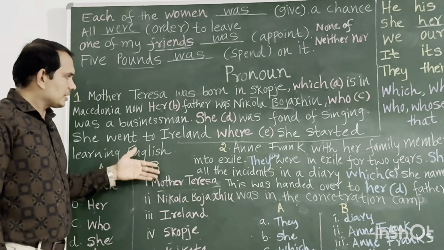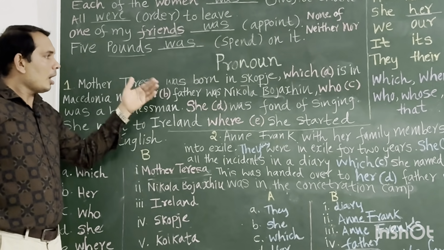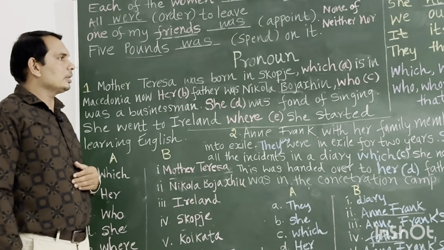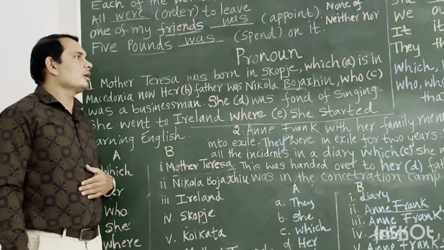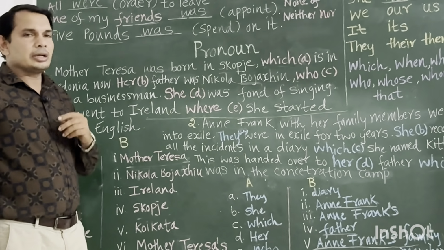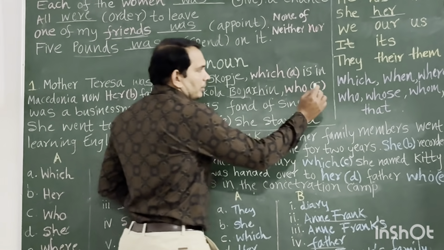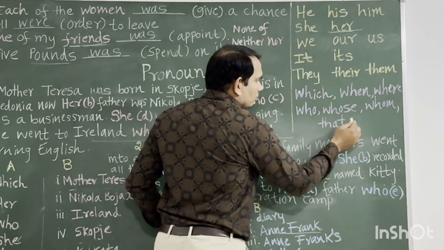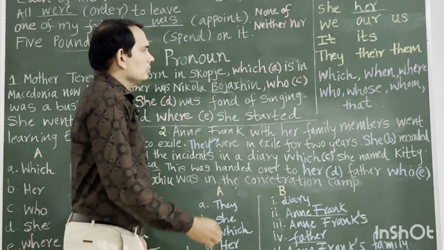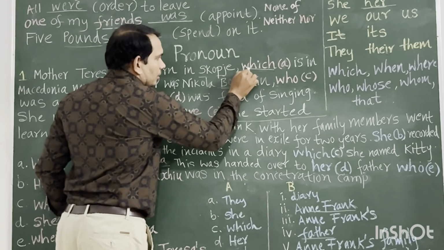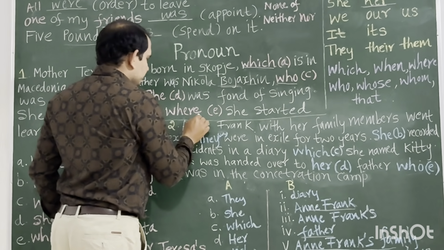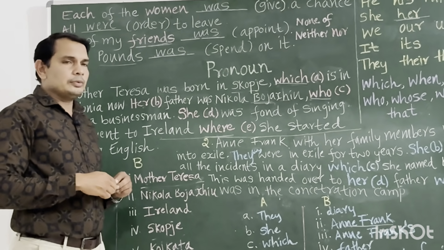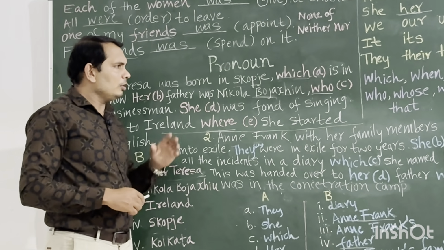Before answering this question, you need to find out how many possessive pronouns there are, how many relative pronouns there are, and how many personal pronouns there are. In this question, there are three relative pronouns. The relative pronouns are: which, when, where, who, whose, whom. You must remember, in the annual examination, there will be two relative pronouns for sure.